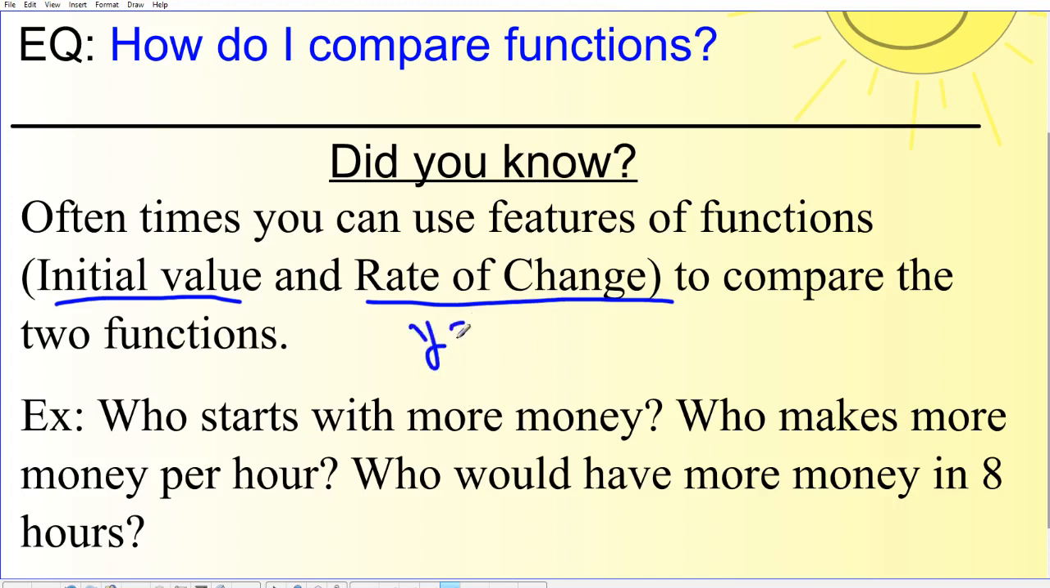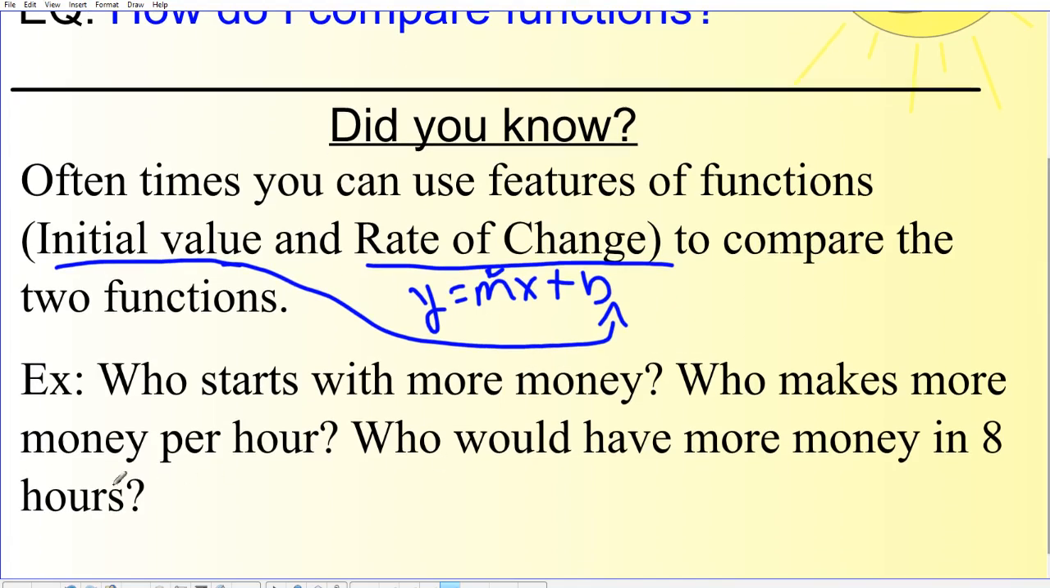Typically the equation of a line is y equals mx plus b, where the rate of change is your slope and the initial value is the y-intercept. So the two things we can compare about linear functions are the two features of a line, the slope and the intercept. In word problems the meanings are slightly different, but basically it's the slope and the y-intercept, the rate of change and the initial value.